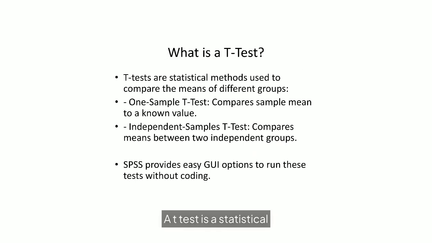A t-test is a statistical method used to compare the means of different groups. The one-sample t-test compares a sample mean to a known value, while the independent samples t-test compares means between two independent groups. SPSS offers a user-friendly interface to perform these tests without coding.